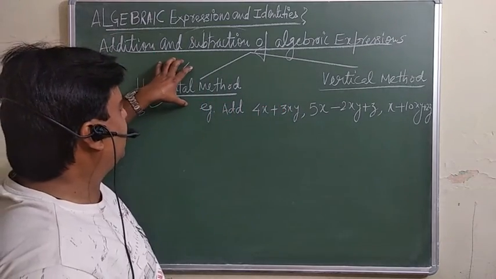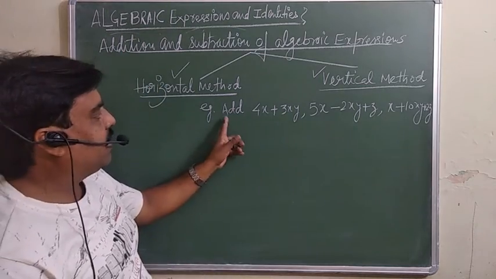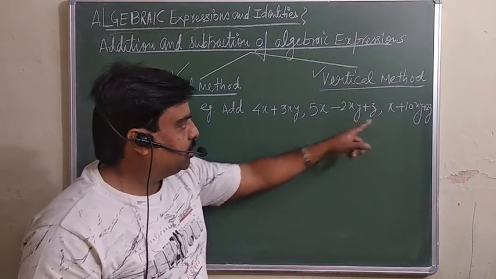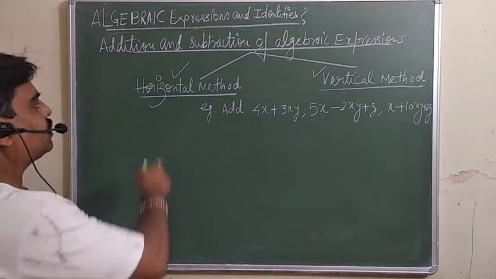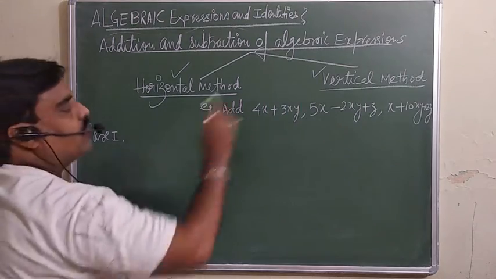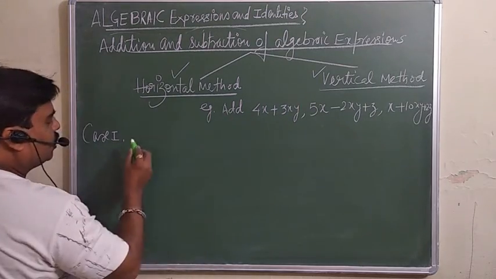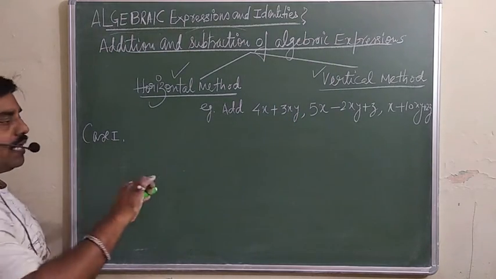So what methods do we have? Two methods, horizontal and vertical. So first I am taking the case of addition. We want to add these two by both methods. We will apply both methods. So first I am taking the case of the horizontal method. By the horizontal method, how can you add them? According to this, you are supposed to write down all these expressions in a bracket.